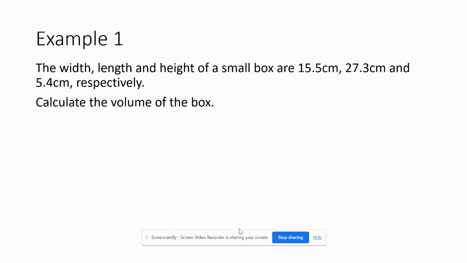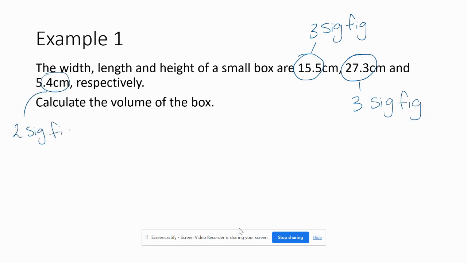In this first example, the width, length, and height of a small box are 15.5, 27.3, and 5.4 centimeters respectively. Calculate the volume of the box. Let's start by looking at the significant figures of the measurements recorded in this question. This number here has three significant figures. This second one also has three significant figures. This one, however, 5.4, only has two significant figures. This will become relevant when we do the calculation.